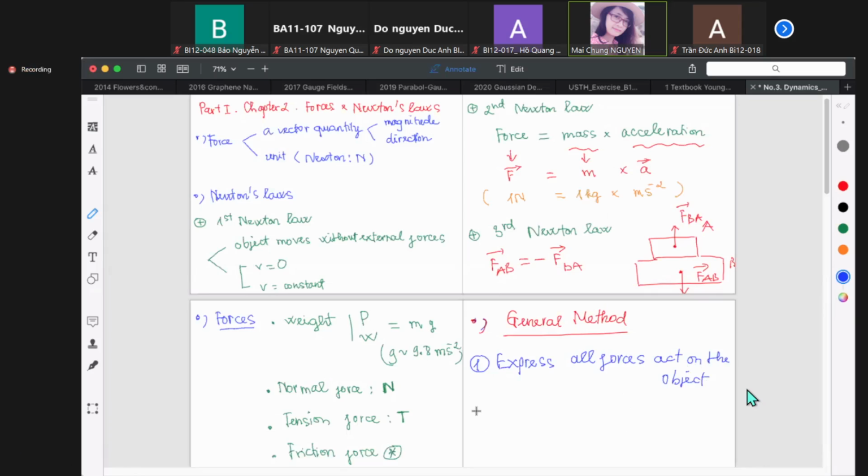So how about step number 2? Step number 2, we need to choose the direction of the motion. It may be moving up or down, going to the left side or back to the right side, for example. So at least we need to show where the positive direction is. That means step number 2, we need to choose the direction of motion.